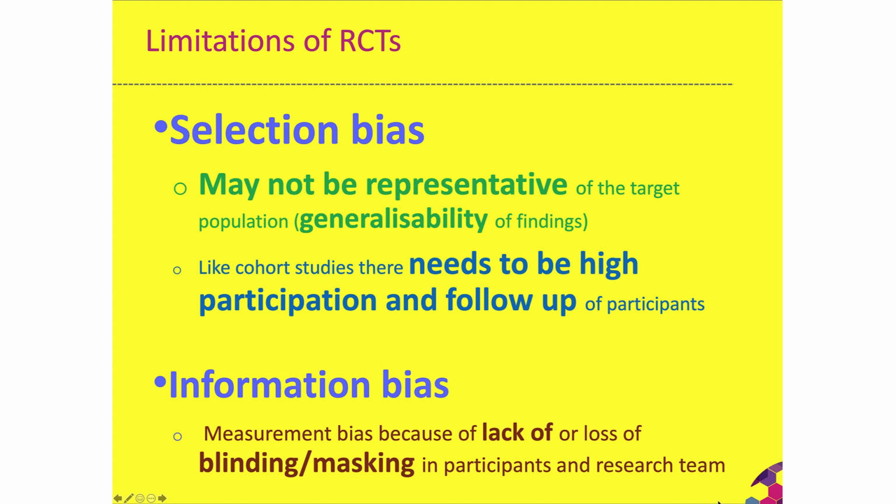And the blinding and masking will lead to a measurement bias, where we're not measuring what we were intending to measure, because the researchers and the participants know what group they're in, so they may start behaving in different ways, and so they are changing the things that we are looking for.